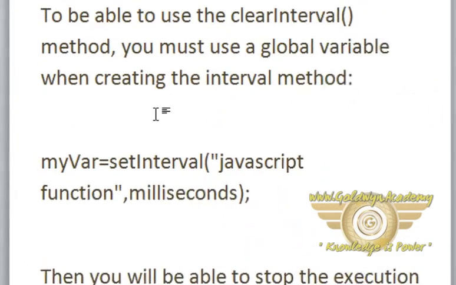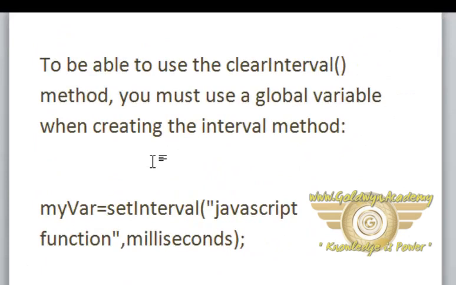To be able to use this clearInterval method, you must use a global variable when creating the interval method. This is the simple syntax: myVariable, which is the global variable, and we have assigned the setInterval method to this myVariable. Then you will be able to stop this execution by calling the clearInterval method.